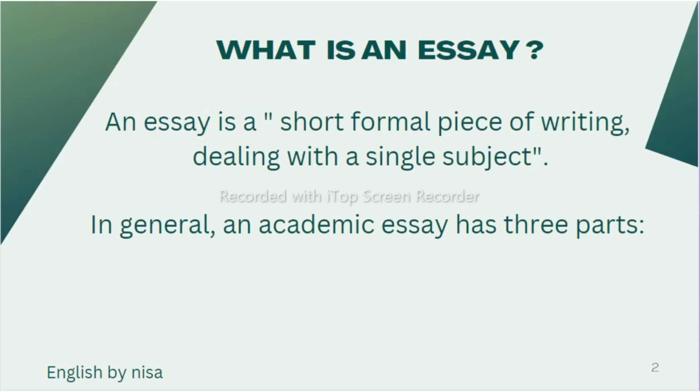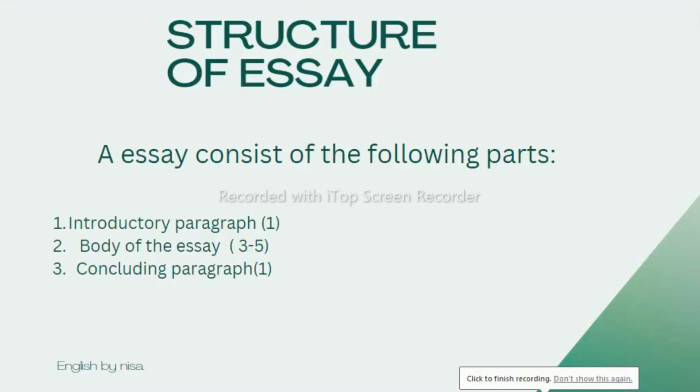And in journal and academic essay, every essay has three parts. Let's see the structure of the essay. An essay consists of the following parts. First, introductory paragraph, which consists of one paragraph. Body of the essay, this consists of 3 to 5 paragraphs. And at the last, concluding paragraph, which consists of one paragraph. So now let's see these parts in details.